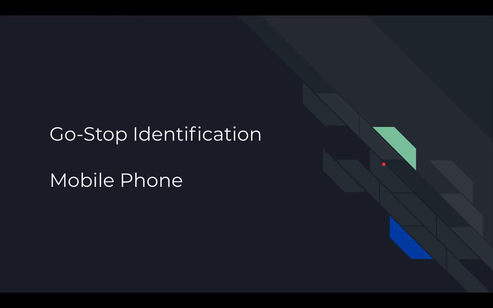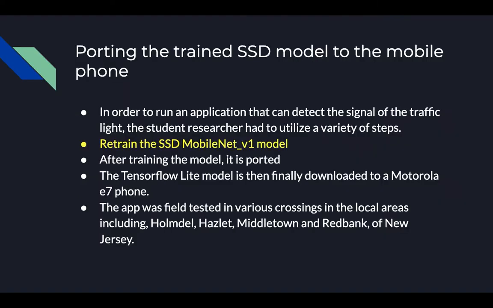And then the next step is to port onto the mobile phone. So the SSD model still needed to be retrained. There were 2 new classes introduced, the Go and Stop classes, and the rest were deleted. The Go and Stop classes were attributed to green and red, respectively. It was run through 6,000 steps, which took around 24 hours. Then it was converted to a TensorFlow Lite file, then added into the asset folder of an Android Studio program. And then it was downloaded to the Motorola E7 phone and tested in various crossings.